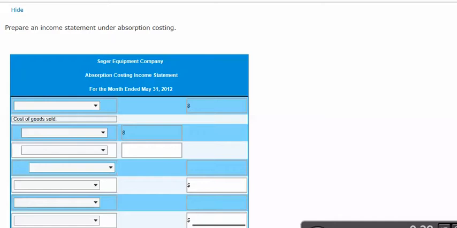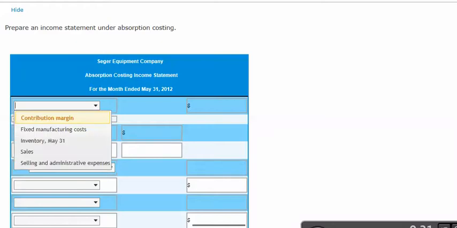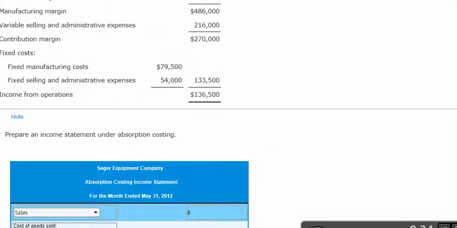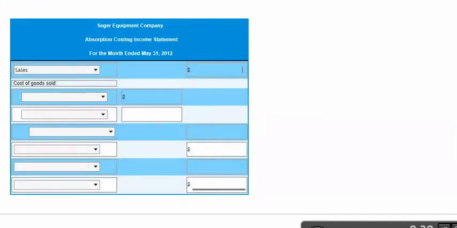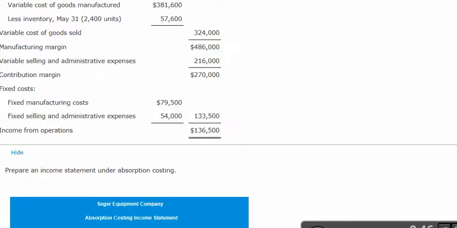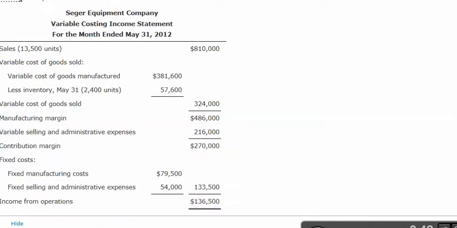So the first thing we're going to do, of course, we always start out an income statement with sales. So sales looks like $810,000. So I'll plug that in. And then my cost of goods sold. Here I'm going to need probably my manufacturing cost. What do we have? Here's my variable manufacturing cost. And we're doing absorption costing. So this is a variable costing, so I'm going to have to add the fixed manufacturing cost to that.